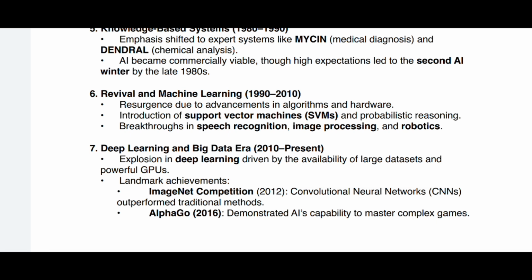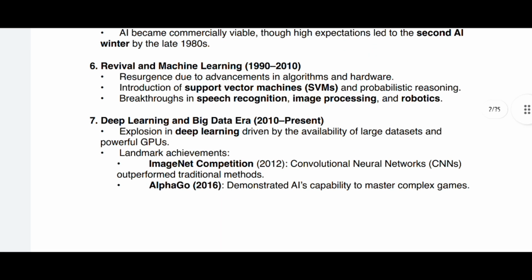Deep learning and the big data era. This started in 2010. Before 2010, they were using only normal machine learning, but from 2010 deep learning started, because deep learning is a very accurate and precise function. Everyone is searching for deep learning. What can we think about deep learning? Deep learning gives very high precision values.